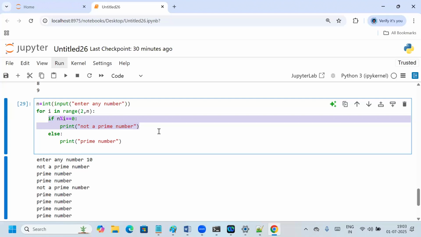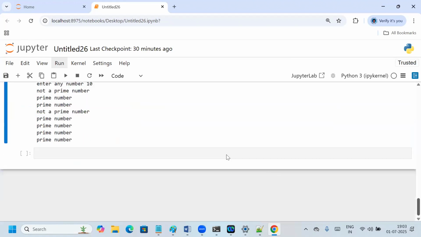Right? See, if 10 is divisible by 2, it means it's not a prime. So if any number is divisible, I have to come out of that loop. How to come out of that loop? We have one statement called break, guys.